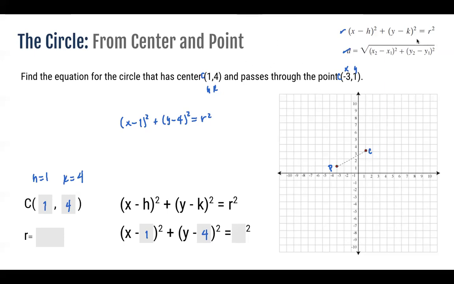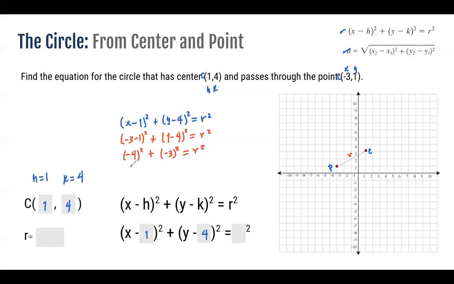So if I go for this formula already and I substitute x and y, I'm going to have an x of -3, and I already have a -1 squared, plus a y of 1 minus 4 squared equals the radius squared. So I'm going for the radius, which is this distance right here. So that's -4 squared plus -3 squared. That's going to be our radius squared.